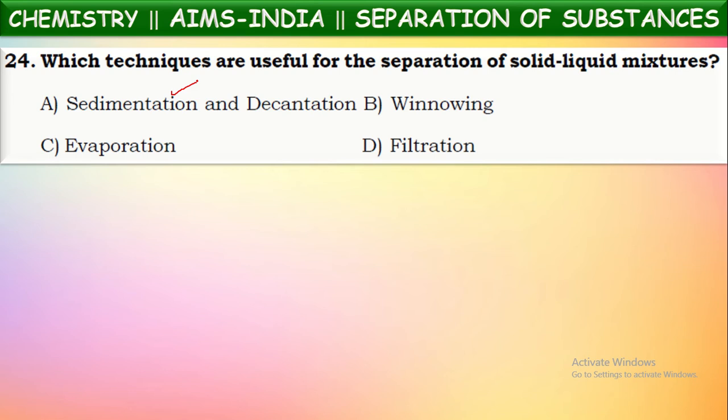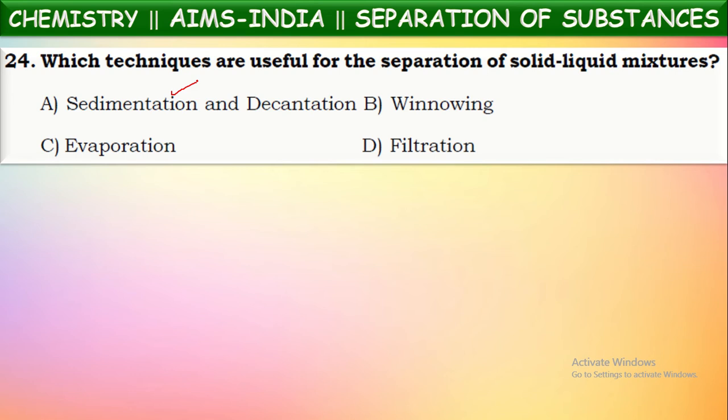Then pure liquid will be separated into another container slowly by tilting the container. That we call decantation. So there we are separating a solid component from the liquid component. Okay, this is correct. Next one, winnowing.